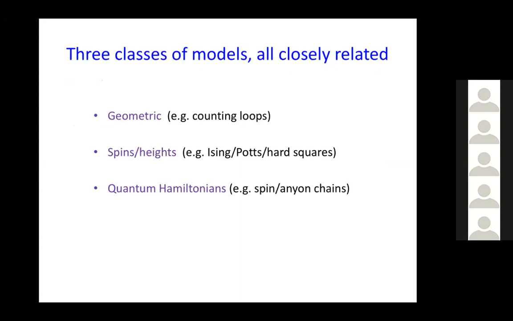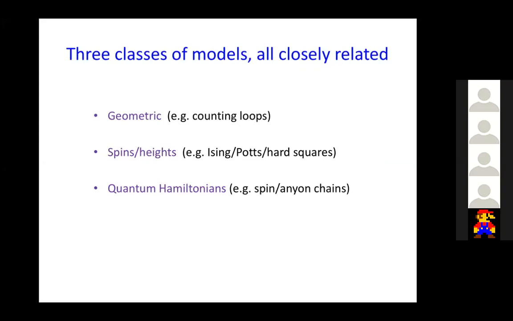So the kinds of stat mech models I'm going to be discussing fall roughly into three categories. I'll mainly discuss the first two, with an emphasis on the middle, although using intuition from the first. The first one is a geometric model, and I'll give a very precise example of what's called a loop model.